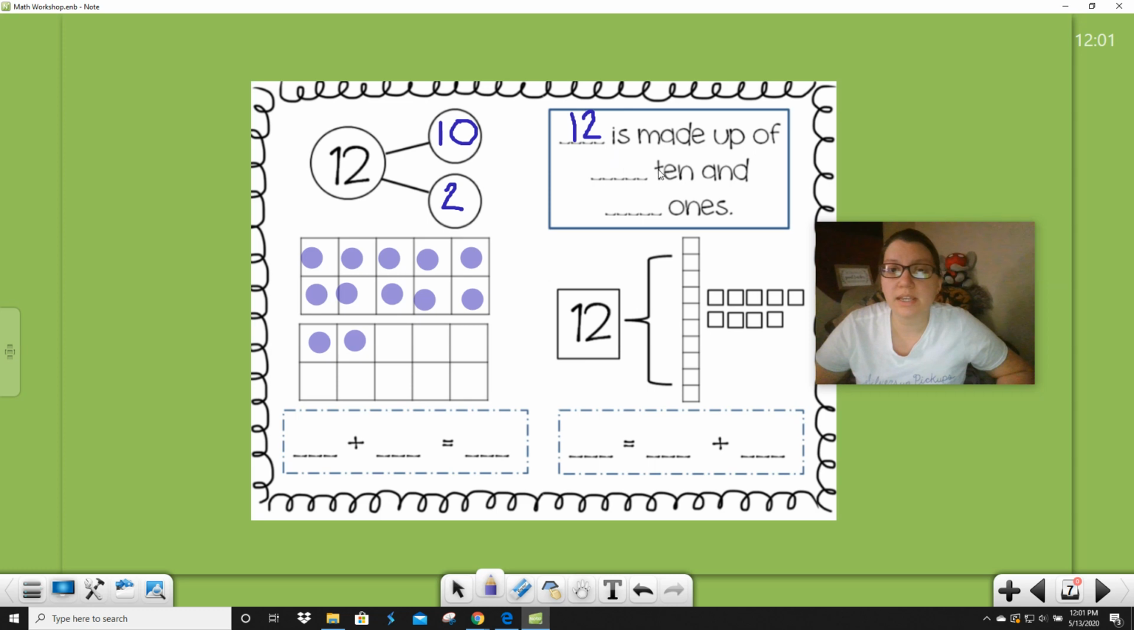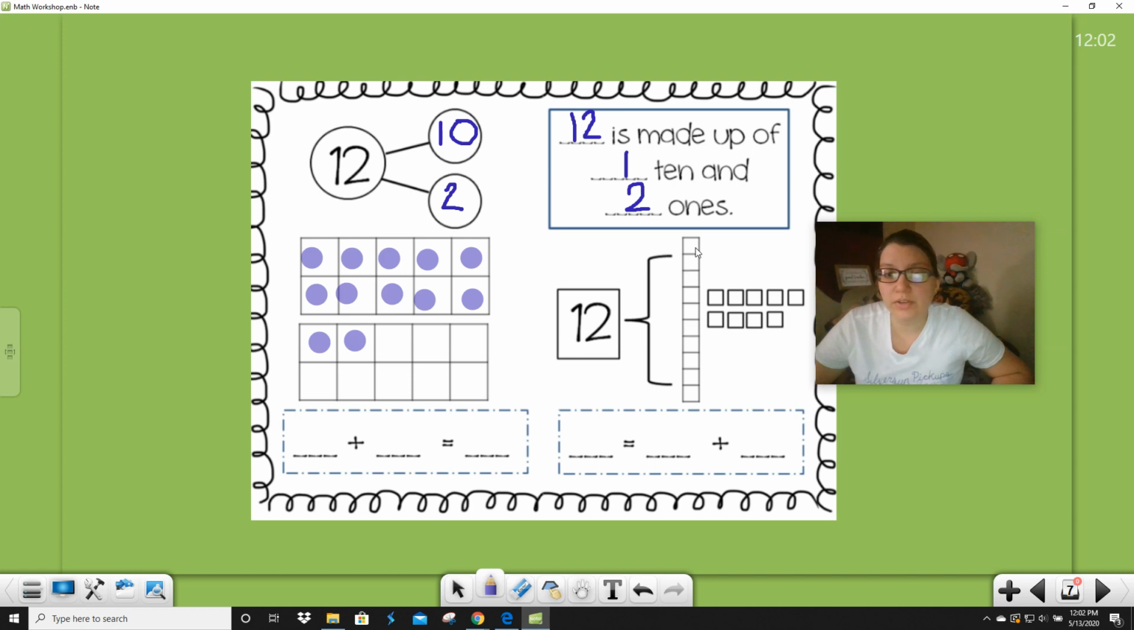Now, we don't want to write 10. It says how many tens? So guys, how many tens do we have? How many full 10 frames in 12? Just one 10 frame. So we're going to write a 1 here. 1 10. And how many ones do we have? 2. So we have 1 10 and 2 ones. Very good.